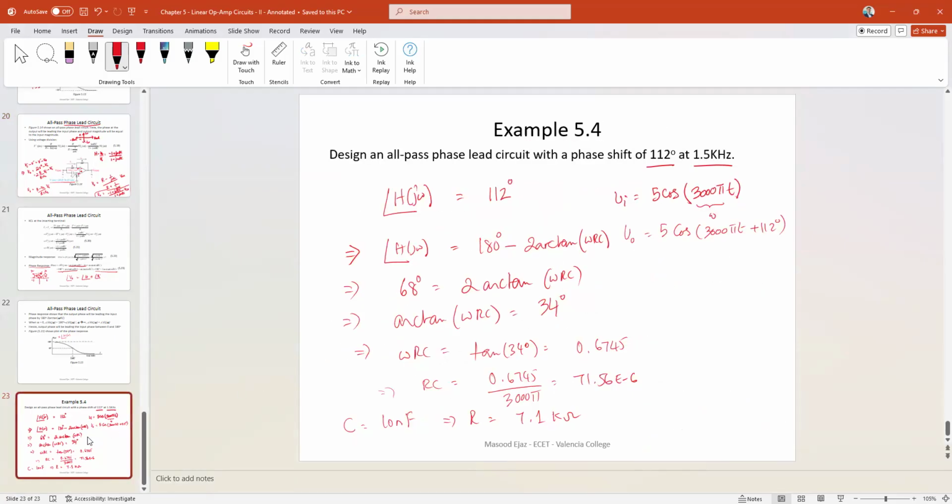So this is how you can design a phase lead circuit, and the same way you can design a phase lag circuit as well, because the process is the same. So this is phase lead, and the same way you can design a phase lag circuit. Don't assume this is a phase lag. It's a phase lead circuit.